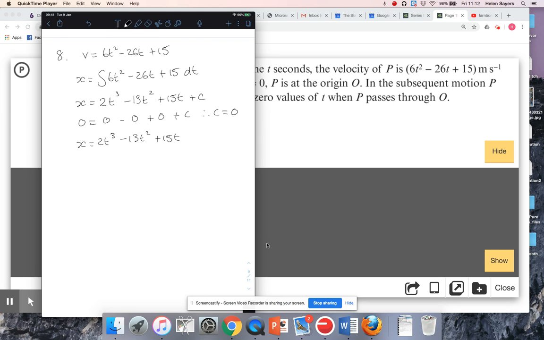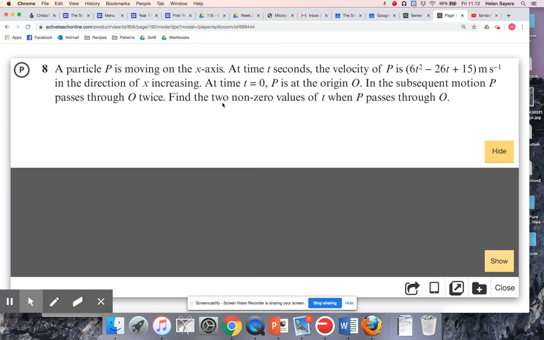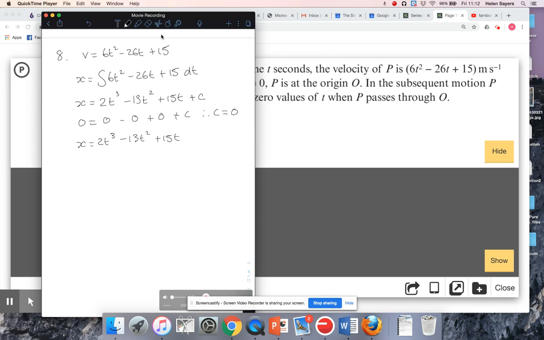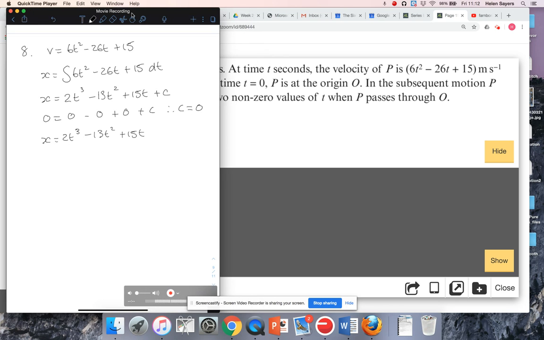Okay, so find the 2 non-zero values of t when P passes through the origin. So basically there's 3 solutions, and that makes perfect sense because we have got a cubic. So it's passing back through the origin when its displacement is 0.